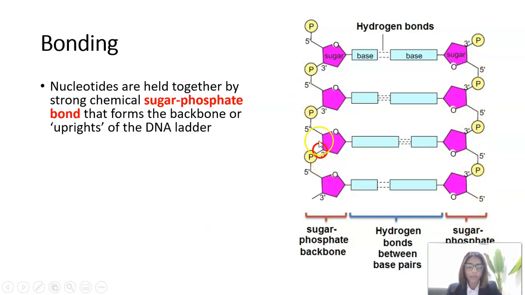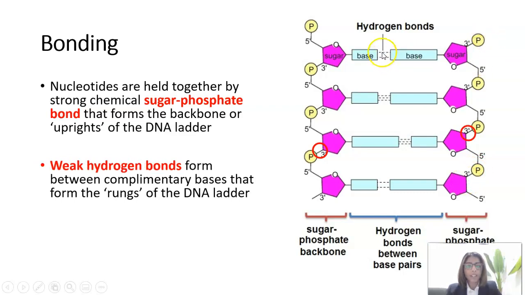Now, this little circle here is showing you where that bond is. So without the circle here, we can see that the phosphate connects on to the pentagon sugar. And that is the bond that you see all the way up the uprights. And with this other side, we're going down the way, we can see the phosphate bonding onto the sugar at these points.